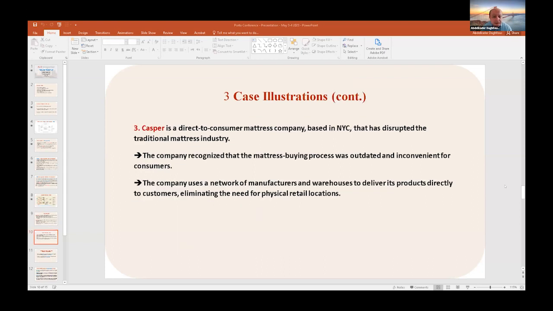The last example is Casper. It's a direct-to-consumer mattress company based in New York City that has disrupted the traditional mattress industry. The company recognized that the mattress buying process was outdated and inconvenient for consumers. So the company uses a network of manufacturers and warehouses to deliver its product directly to consumers, eliminating the need for physical retail locations. So again, here they analyzed the supply chain for mattresses, and they redesigned it to give a better service to the consumer.